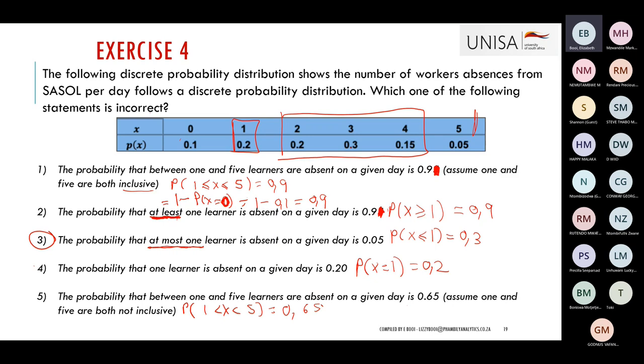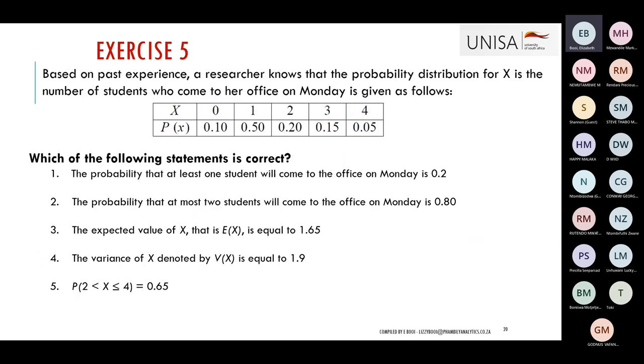So we were on question number 4. I'm going to leave you with exercise number 5. You can do them. I've posted this on my UNISA, so you have access to the notes with all these additional questions. For question number 5, you need to calculate the probability of at least, at most, the expected value, the variance, and the between. You can see that the between is inclusive and exclusive.